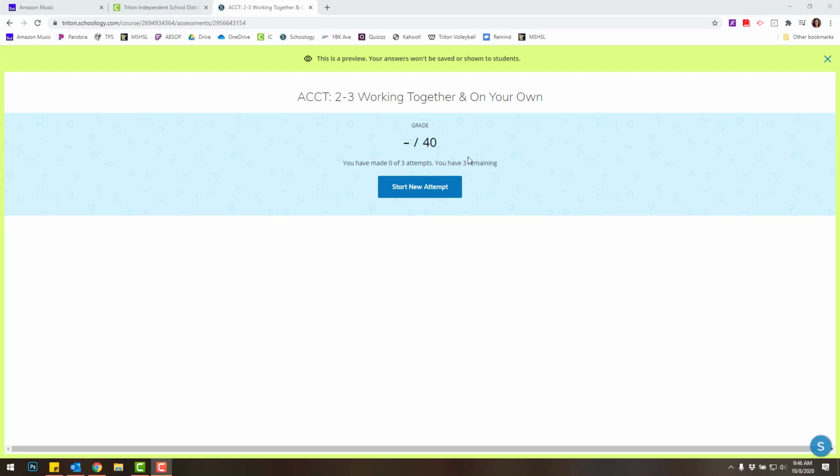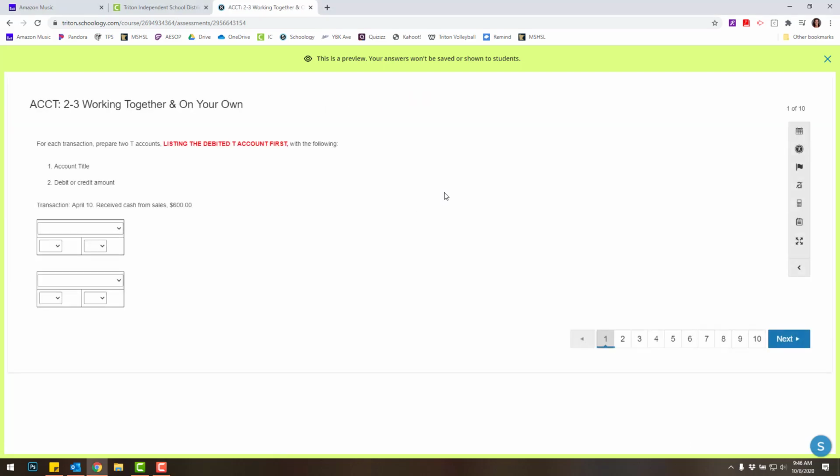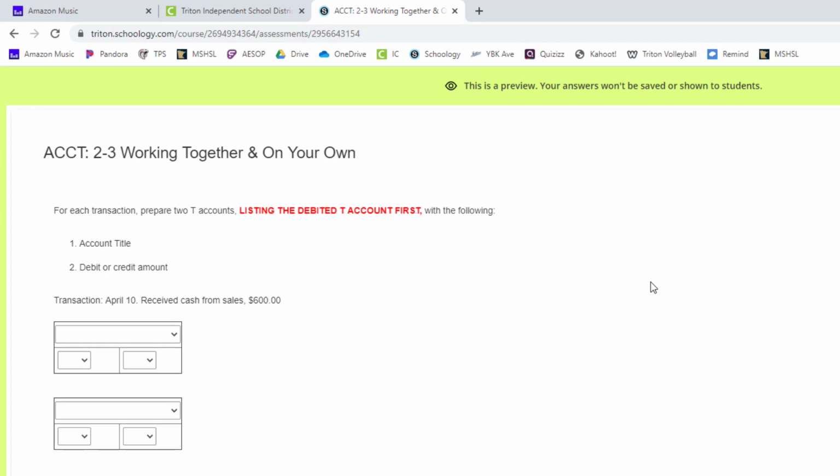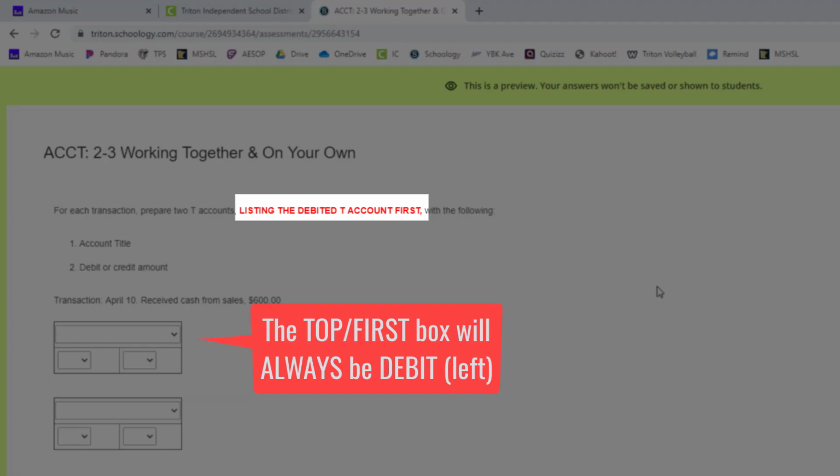So in 2-3, working together and on your own, we're doing the same thing that we did in 2-2, where we're given a transaction and we prepare the two T accounts. Please, please, please remember that the debited T account is listed first, or on top, and the credited T account should always be on the bottom.